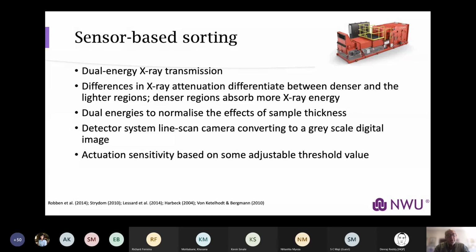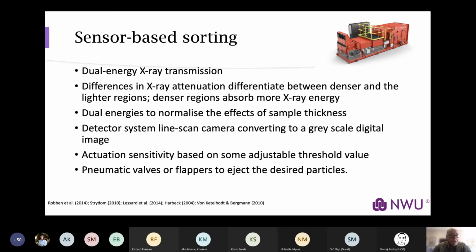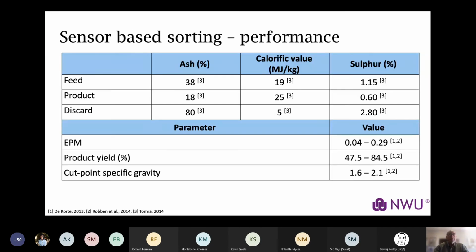This is more rock and this is more coal, and therefore the actuator makes a decision there. It's nothing new. I was tempted to say it's not rocket science, but I think the science behind these things is quite phenomenal. So that is a way. Now, these things really work on larger particles, and this is from the literature. This is a range of performances.